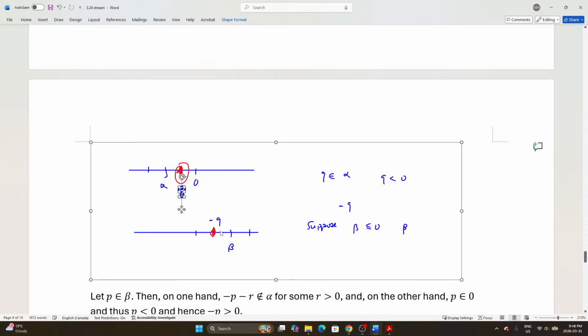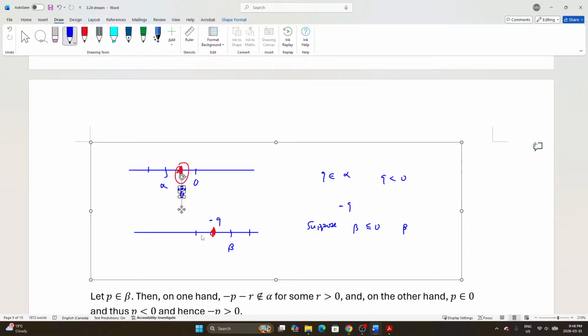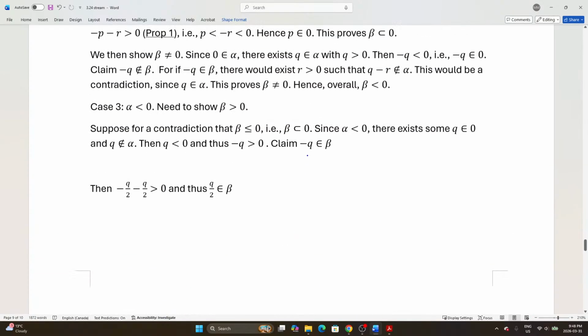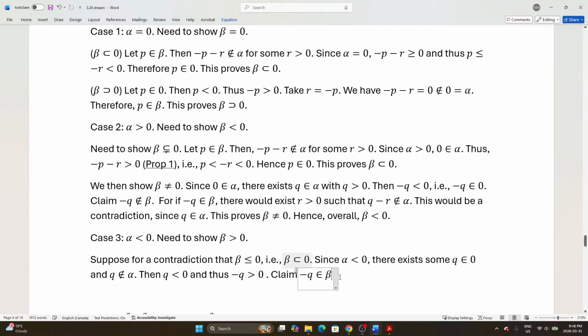To show minus Q is in beta, I need to find something positive such that minus Q, subtract that thing, is still not in alpha. And that's easy, because you can just pick minus half Q. Minus half Q is positive, so it cannot be in alpha. So we're done here. Okay, claim the minus.